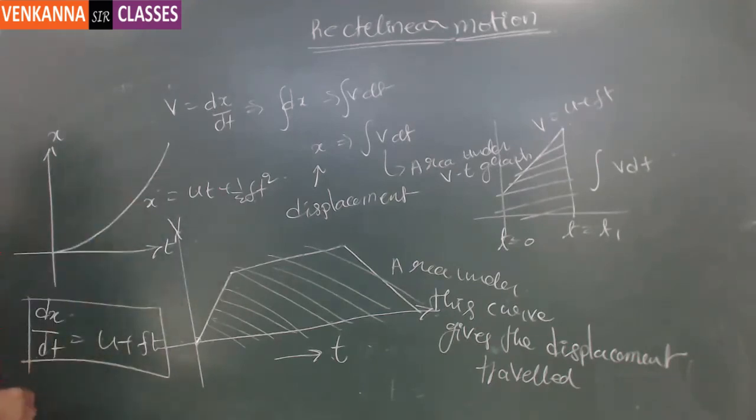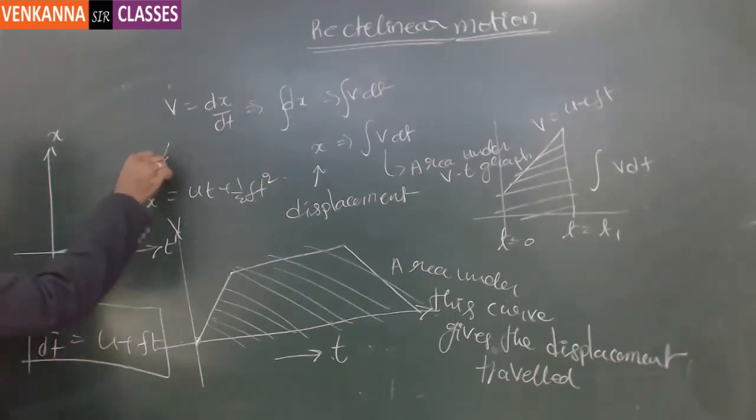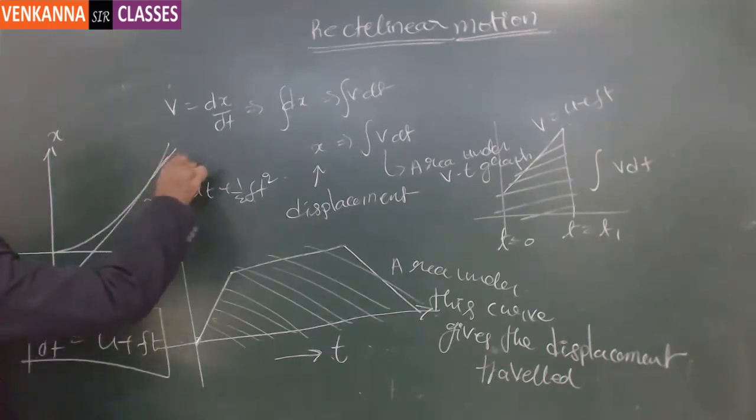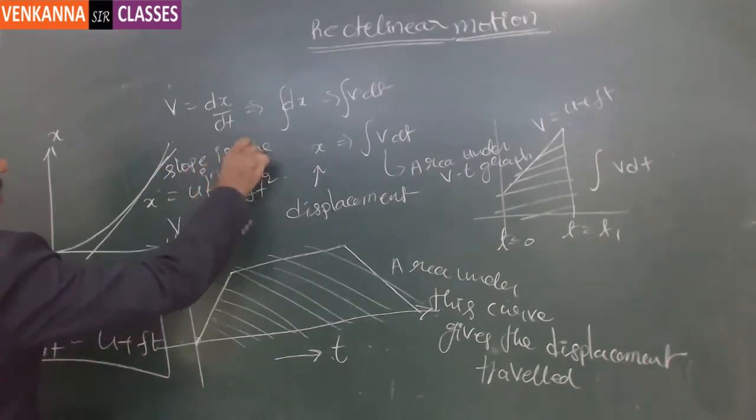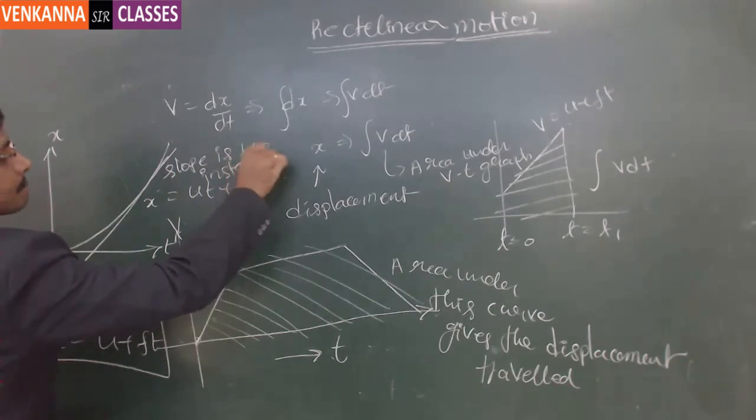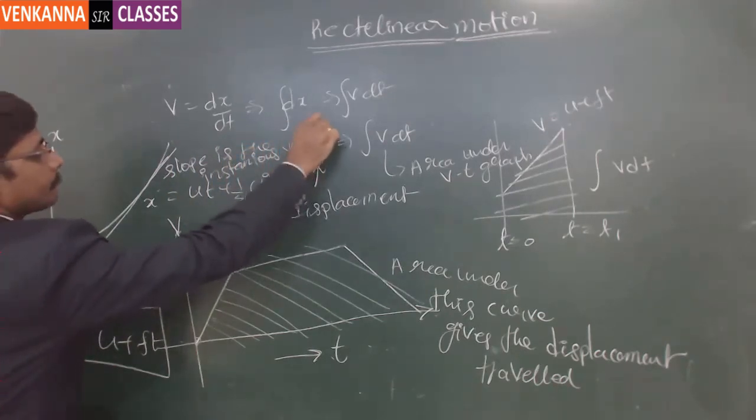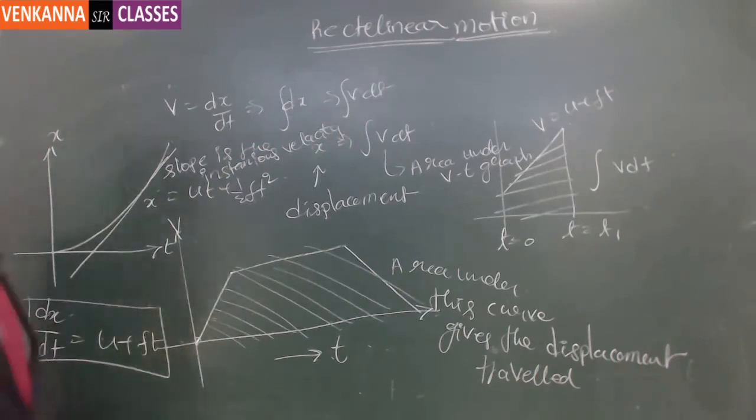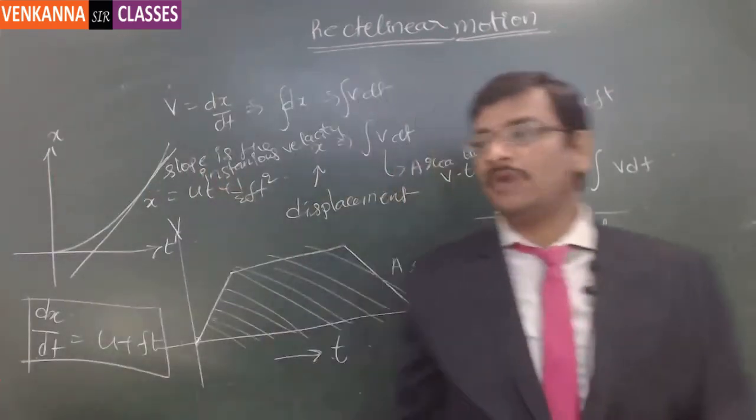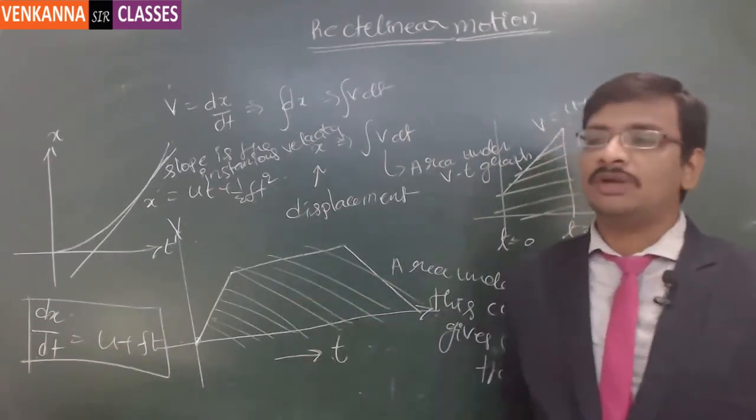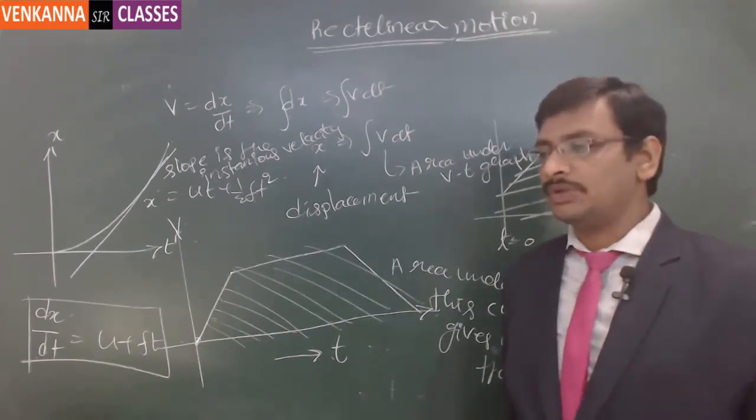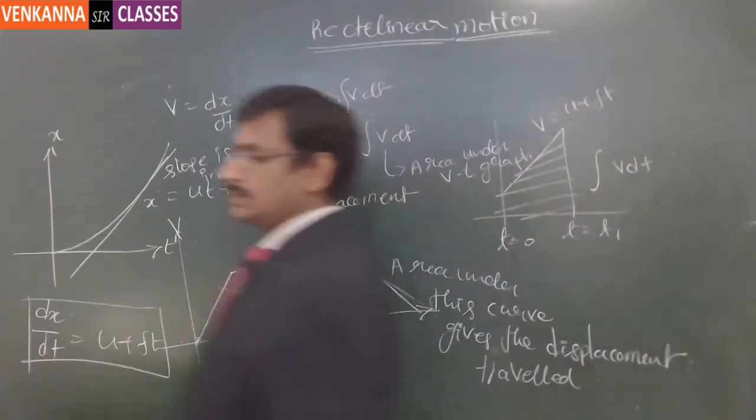So dx by dt essentially means the slope of the curve. Now if you take the derivative of this x graph with respect to time, which is nothing but the slope, this slope will give the velocity. Slope is the instantaneous velocity. So from the xt graph, you can calculate the slope and find out the velocity there. From the vt graph, you can calculate the area under the curve and find out the displacement traveled during the time. So you can note this down.